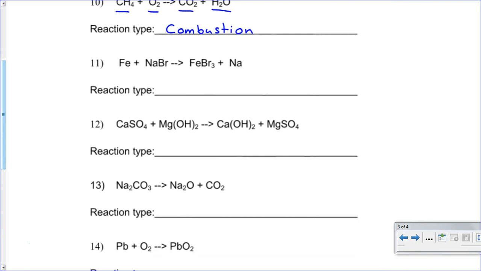Fe plus NaBr yields FeBr3 plus Na. So in this case, we've got iron coming in as an element. It displaces the sodium, all right? And so iron ends up with bromine. The sodium ends up alone. Element plus compound yields compound plus element. This one here is a single displacement reaction.